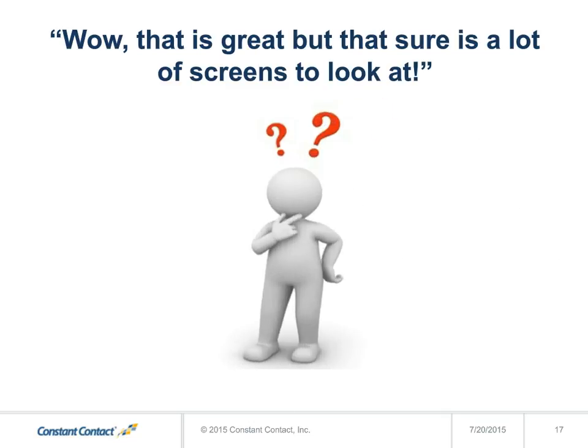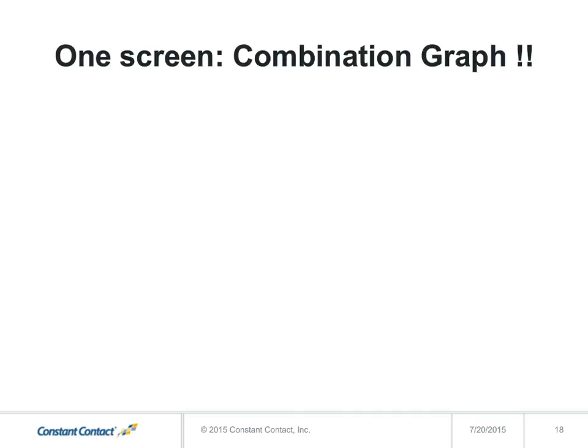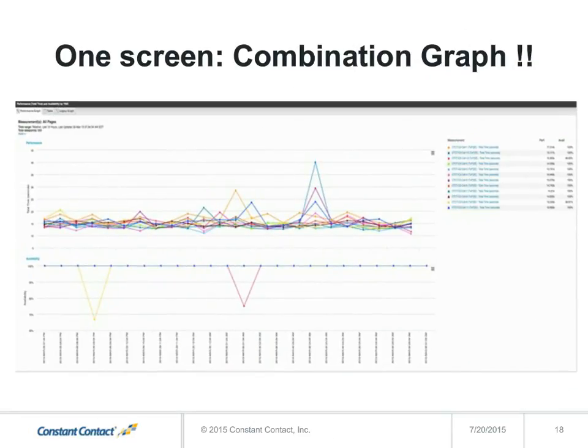Well, we can solve that. One screen with a combination graph. Although it's very small on your screen to see right now, we can see in the upper right, that's the first slide shown, and then the other two slides that were previously shown are on there as well. We find that a very useful tool here when trying to get data out or statistics out.